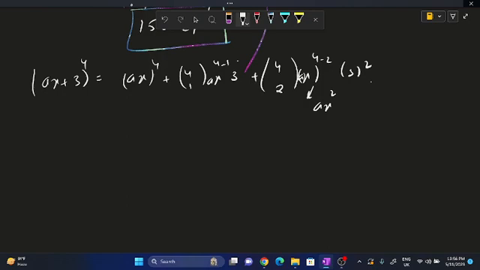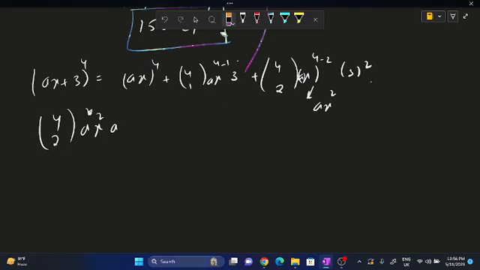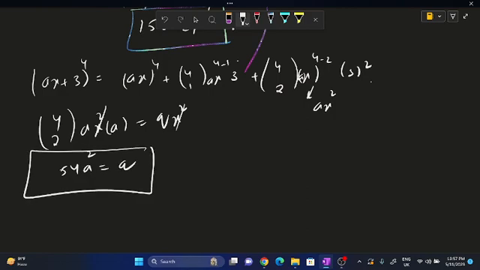After opening, my values become 4C2 (ax) squared times 3 squared, which equals qx squared. Then it gives me 54a squared, because x squared will cancel, so 54a squared equals q. That's the value for q.